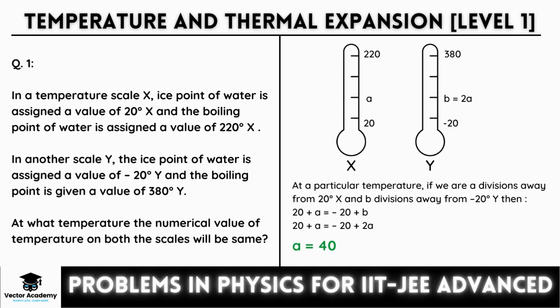At a particular temperature, if we are A divisions away from 20 degree X and B divisions away from -20 degree Y, then we have 20 plus A equals -20 plus B. 20 plus A equals -20 plus 2A. Or A equals 40.